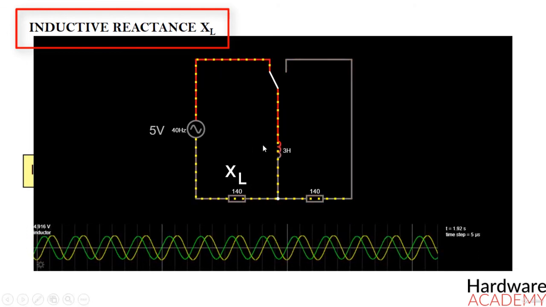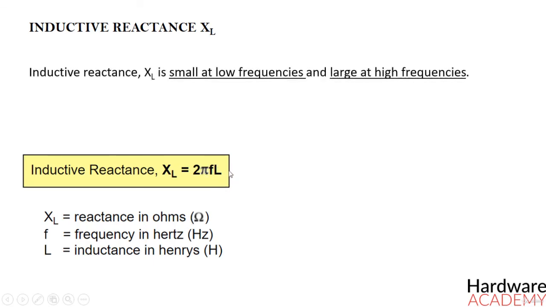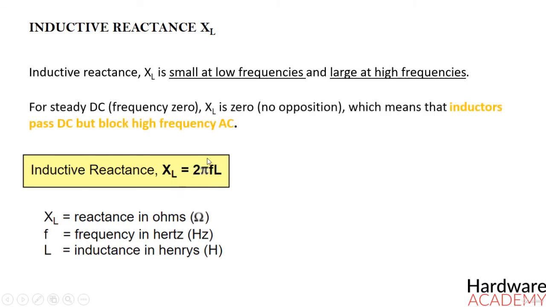Inductive reactance can be calculated using this formula here, where F is the frequency of the signal passing through the inductor and L is the inductance in henries. As you can see, inductive reactance is small at low frequencies and large at high frequencies. For steady DC signal, where the frequency is 0, the inductive reactance is also 0, which means that inductors pass DC but block high frequency AC.